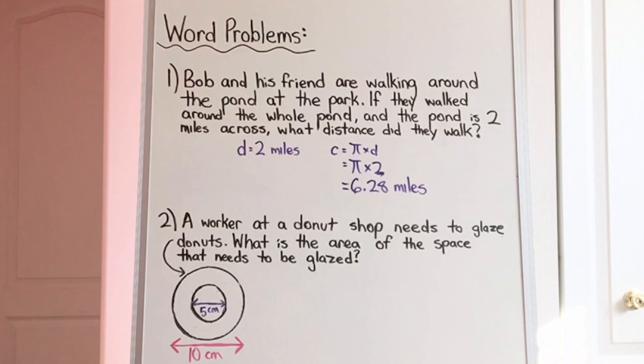In the first question, it says that Bob and his friend are walking around the pond at the park. They walked around the whole pond, and the pond is 2 miles across. What distance did they walk? Now, it says that the pond is 2 miles across. Since it says across, that means that it's the diameter, since it's going from one side all the way to the other. So, we know that the diameter is 2 miles. Now, we find the circumference with the diameter. Pi times diameter, which is pi times 2, and that gives us 6.28 miles. So, Bob and his friend walked around 6.28 miles.